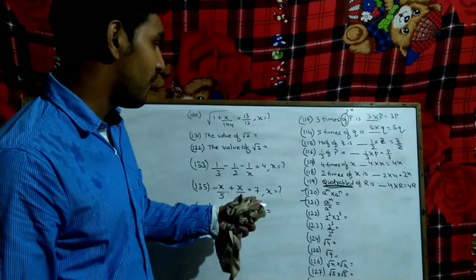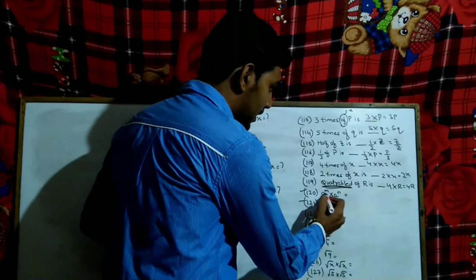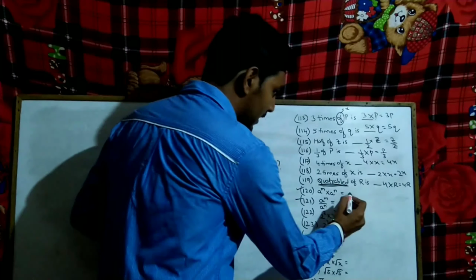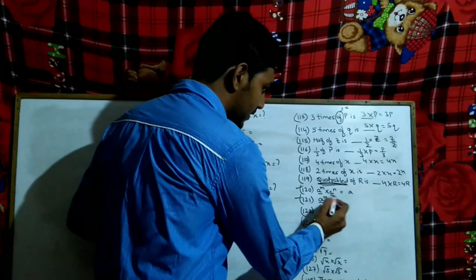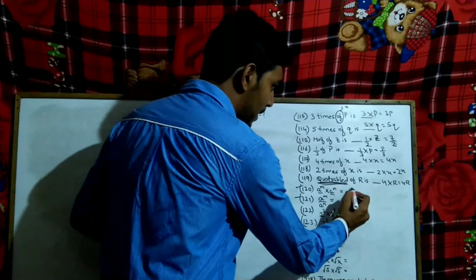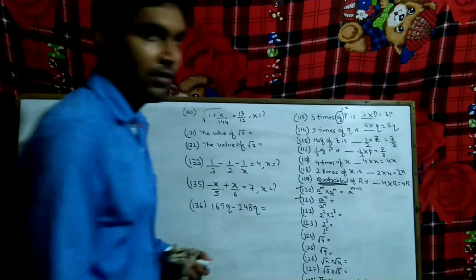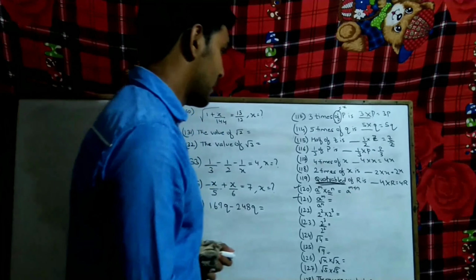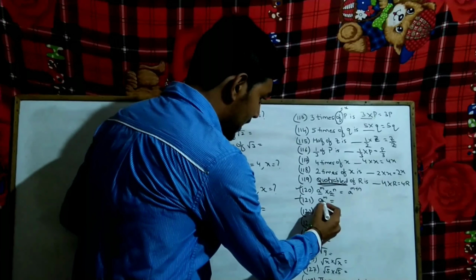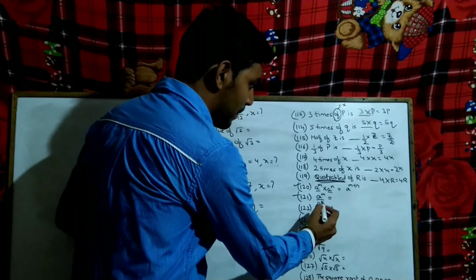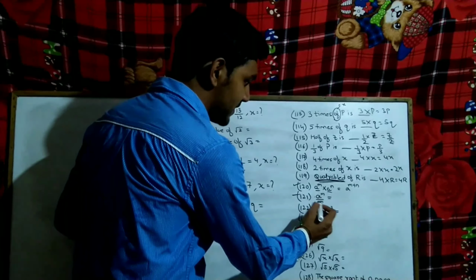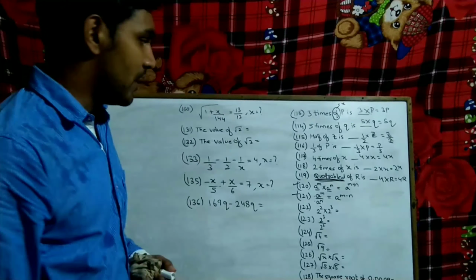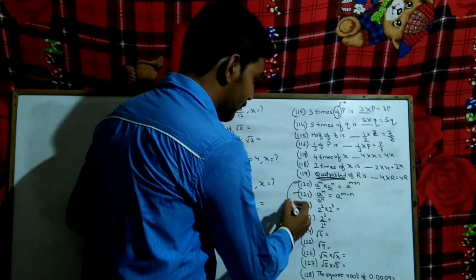Okay, now these two are the formulas. 120 and 121 are formulas. So remember, a power m into a power n. If multiplication is there, and these two bases are same, then it comes a to power m plus n. Remember. Okay, now if a to power m by a to power n, if division is there, if these two are same, then a to power m minus n. Okay, now this 120 and 122 are same.